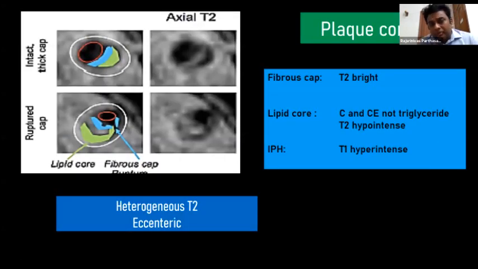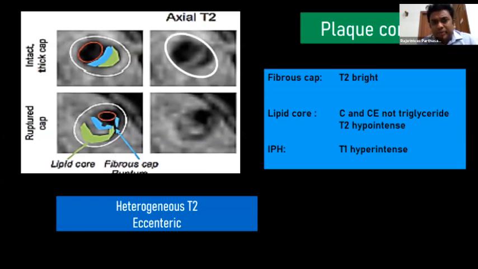We have talked a lot about how and where the plaque forms, which is symptomatic, and what causes the symptoms. Now coming up to correlation with vessel wall imaging, looking at the plaque contents. The first and foremost imaging I would say is to look at the T2 imaging, because this tells about the contents of the plaque.